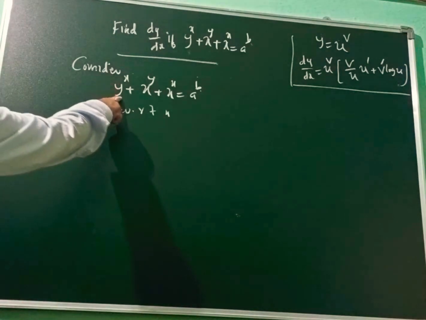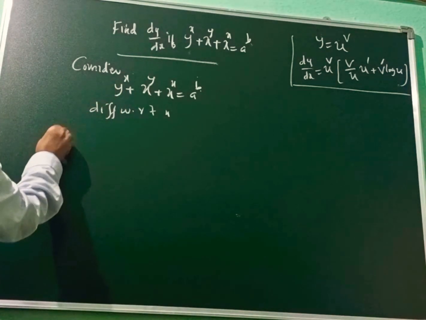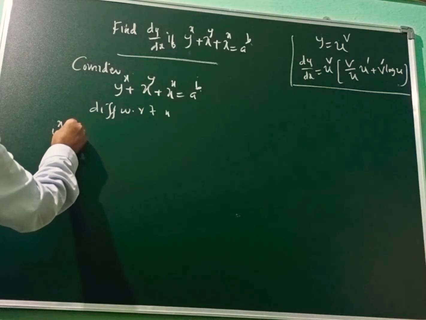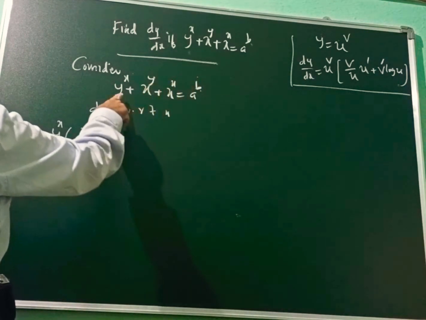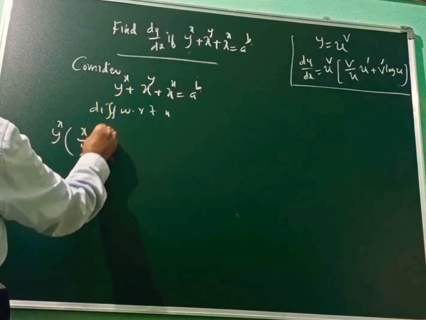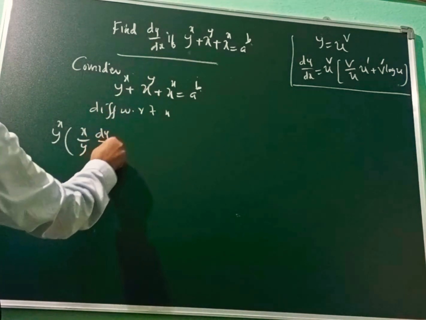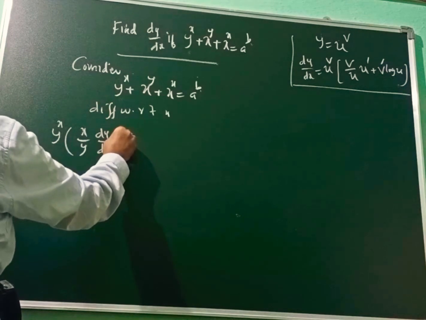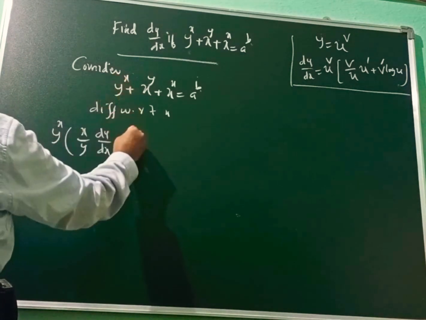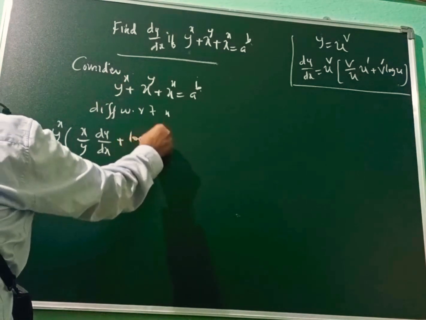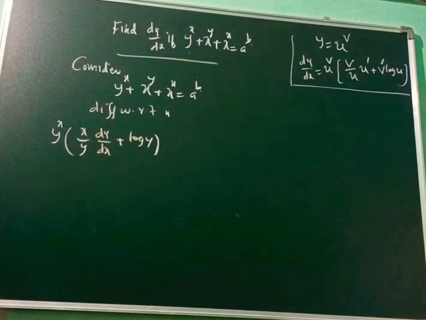So, first we apply the formula to this. See here, y raised to x into x by y, just compare with the formula. Differentiation of y is dy by dx, plus differentiation of x, v dash, that is 1, into log of y. The derivative of this is over.